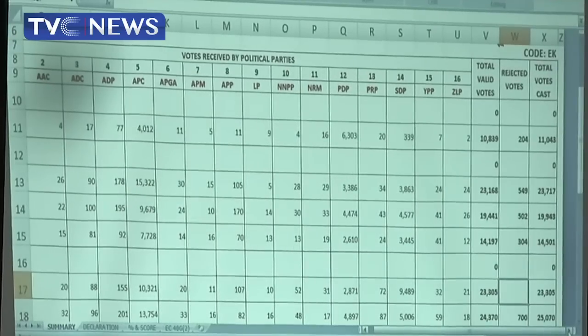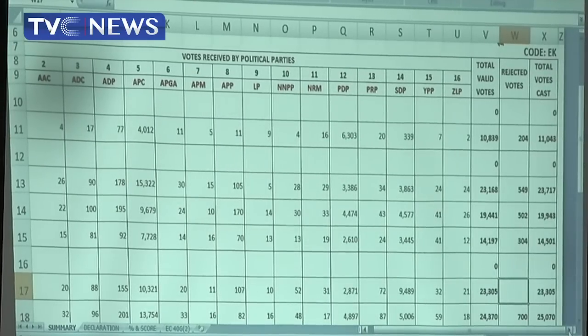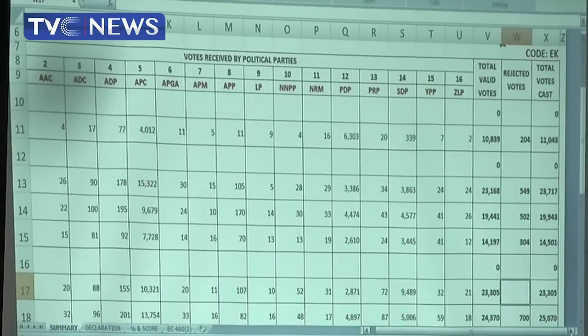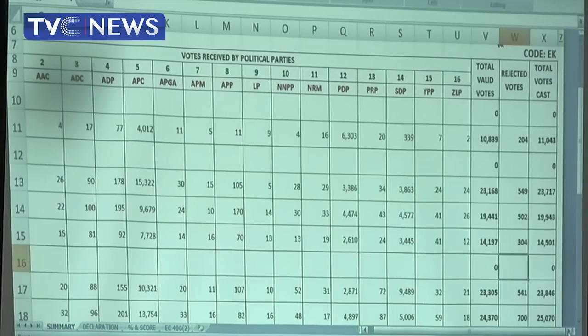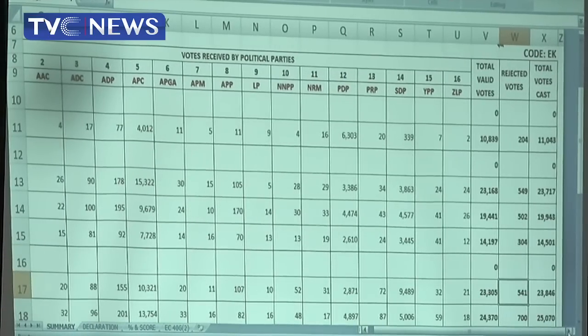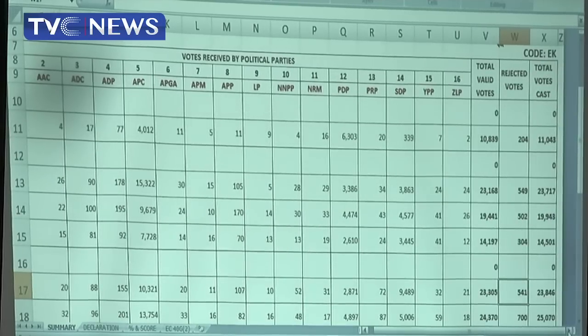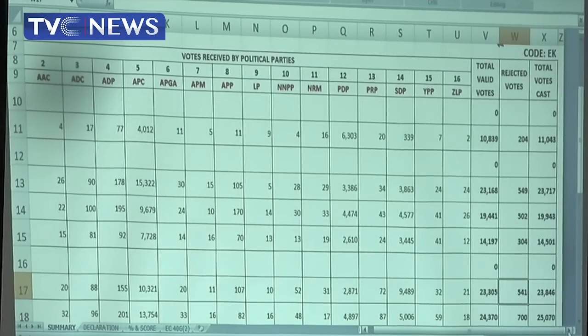23305. Rejected votes 541. Total votes cast 23846. No record of cancellation.